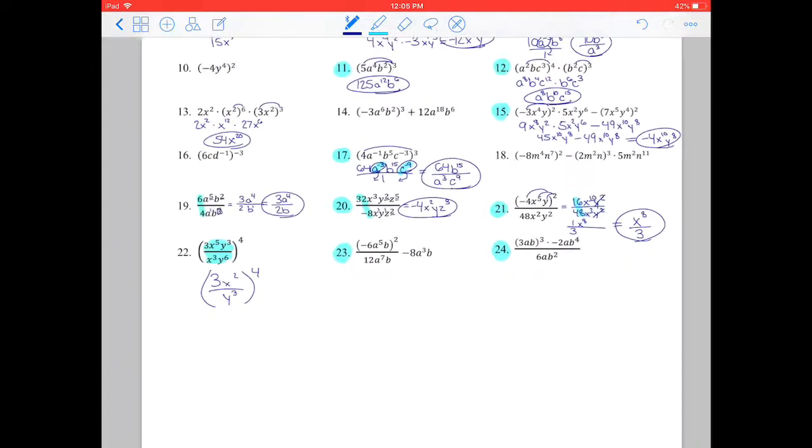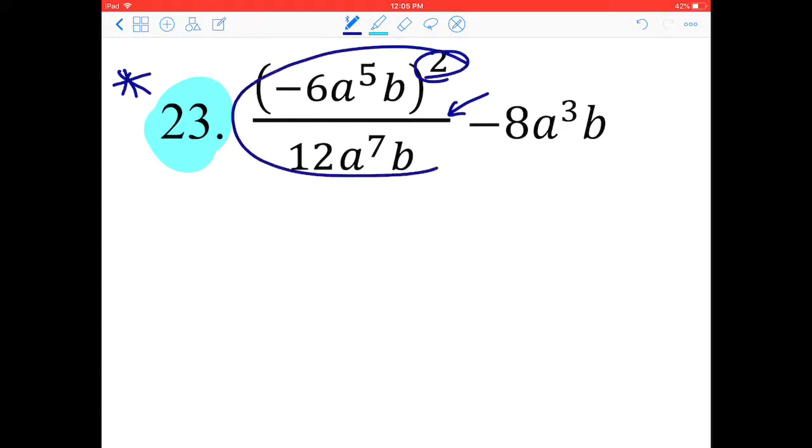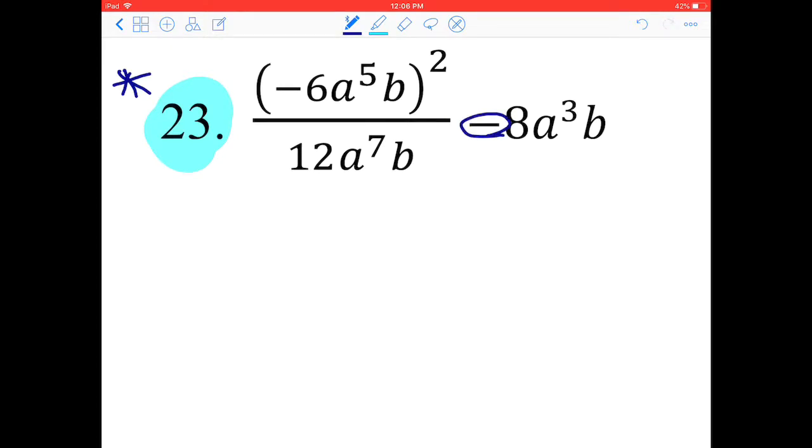Anyway, we're almost done. 23. Okay, so the reason I really wanted to do a problem like 23 is because sometimes people struggle with this. Because you've got your quotient property, I'm sorry, that's not the quotient property. This is the quotient property. You got your power property. Everything's happening right here in this fraction. And then at the end, it's like, oh, hey, when you're done with that, then subtract 8a cubed b. So you have a little bit of combining like terms at the end. So remember to follow PEMDAS and you should be fine.